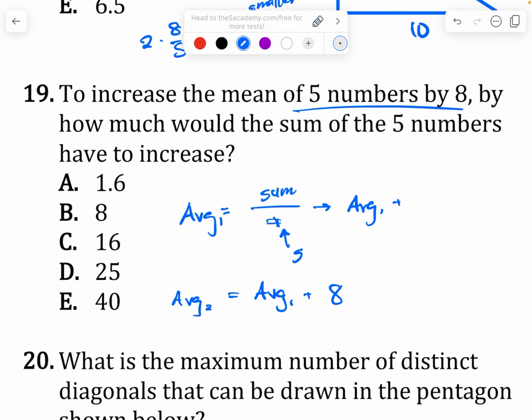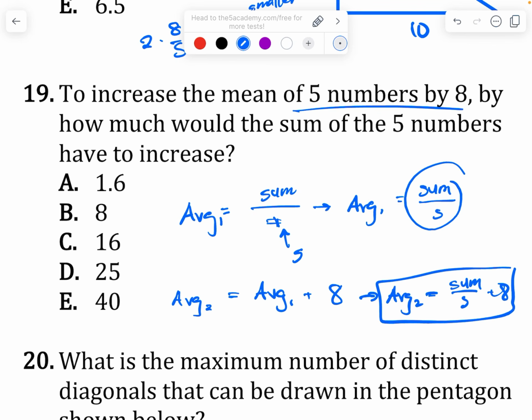And I'm going to show you 2 different ways to solve this. If you just go ahead and plug this in here, you should end up getting average 2 is equal to, so instead of plugging in average 1, I'm just going to plug in sum over 5. Sum over 5 plus 8. So this shows me the formula for average 2. It's just the original sum over 5, but I'm going to add 8 to it. Now, if I move this 8 into this fraction, it'll actually tell me how much I need to increase the sum by. So let's do that.